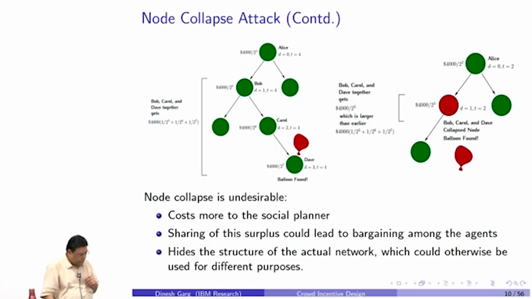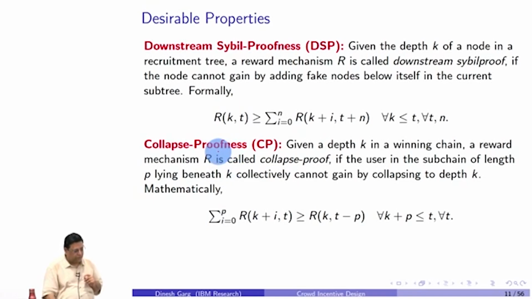Okay, so let's go here. These are called desirable properties. So what can we do? We put forward a few desirable properties that we want an incentive scheme to satisfy, because these are good properties to have in our reward scheme, right? And one property we call downward Sibyl proofness. So what does it mean?